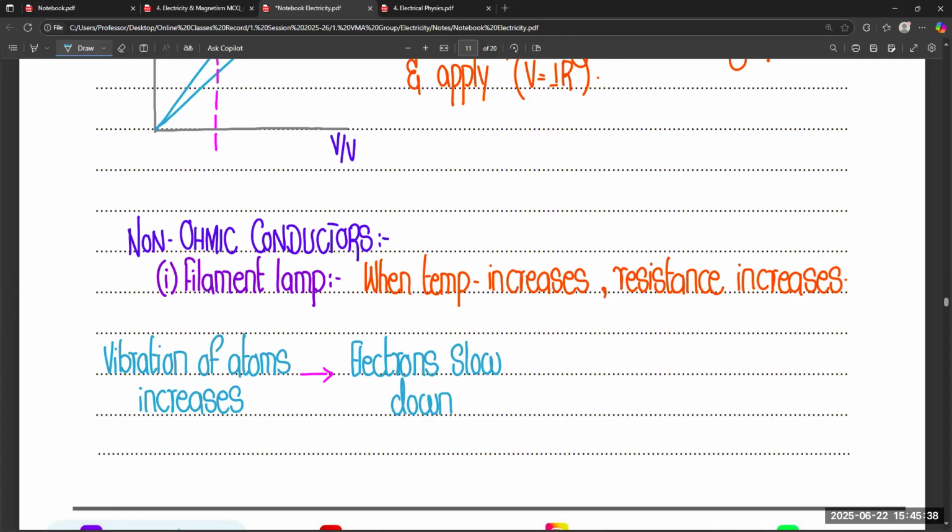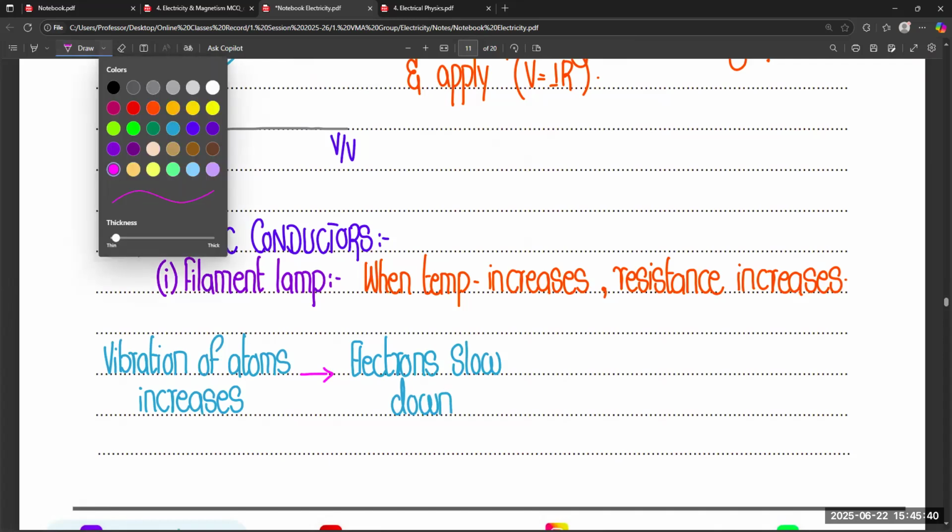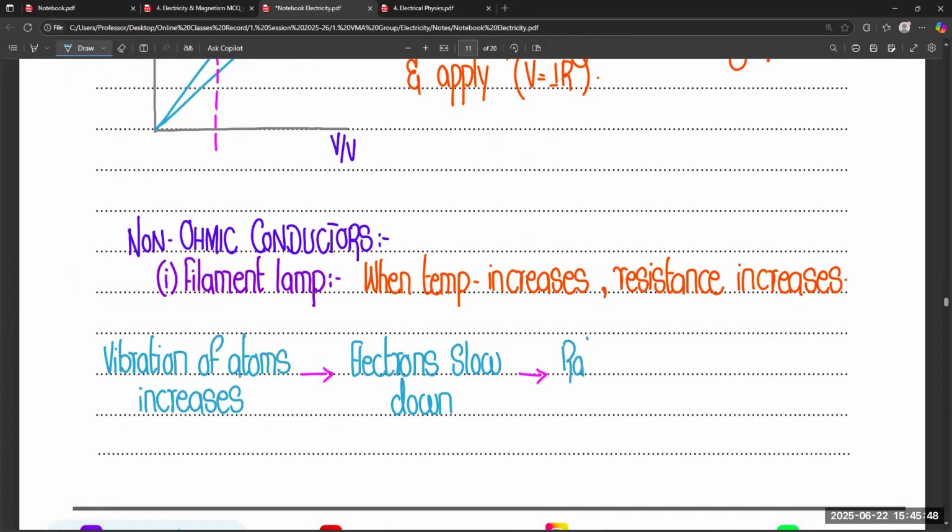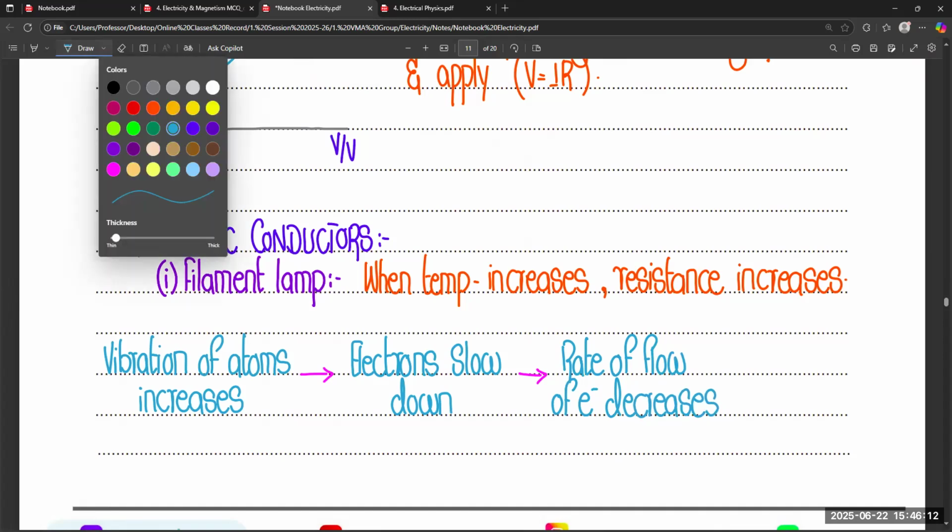So electrons slow down. And when electrons slow down, so the rate of flow of electrons decreases. So basically, it shows you electric current decreases.